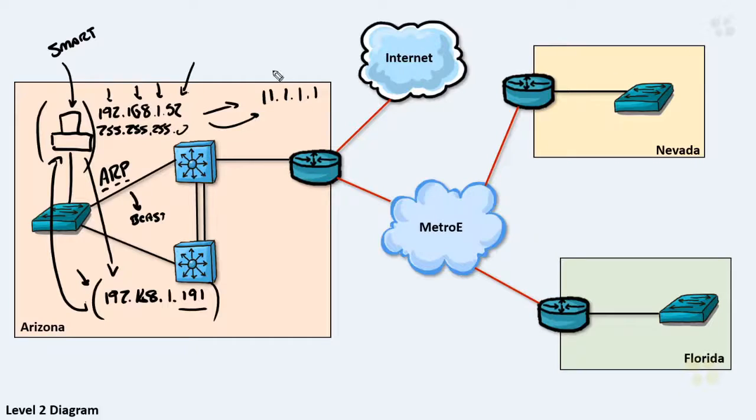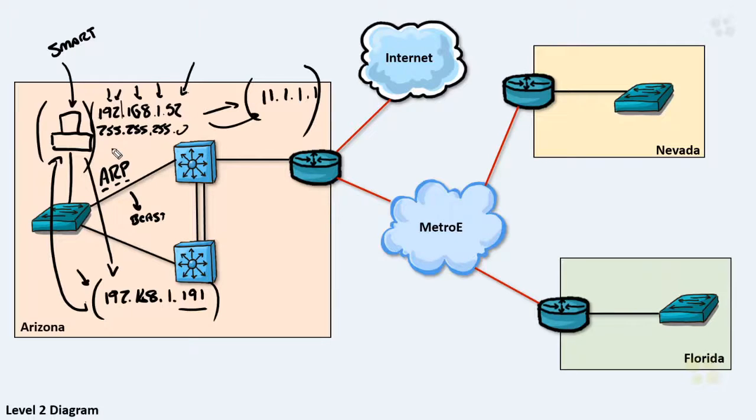Maybe we go to cbtnuggets.com and the DNS server says, oh, cbtnuggets.com is 11.1.1.1. Your computer's like, oh, 11.1.1.1? That is totally not on my network, right? Because I'm on the one, like as soon as it looks at the first octet, by the way, that's what these are called, an octet.